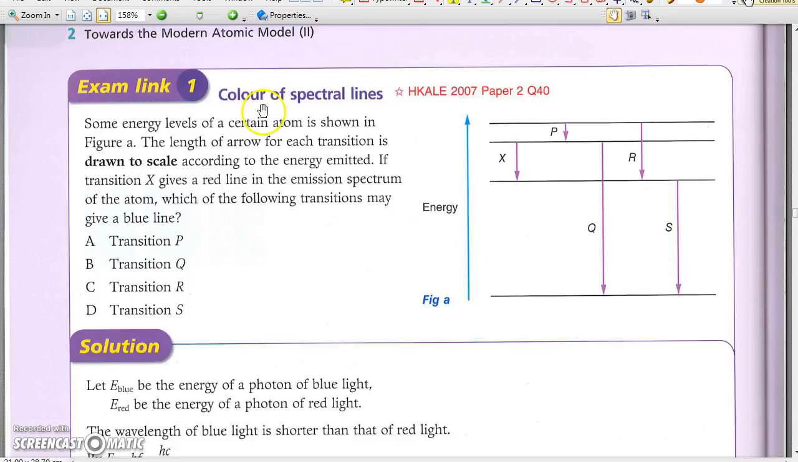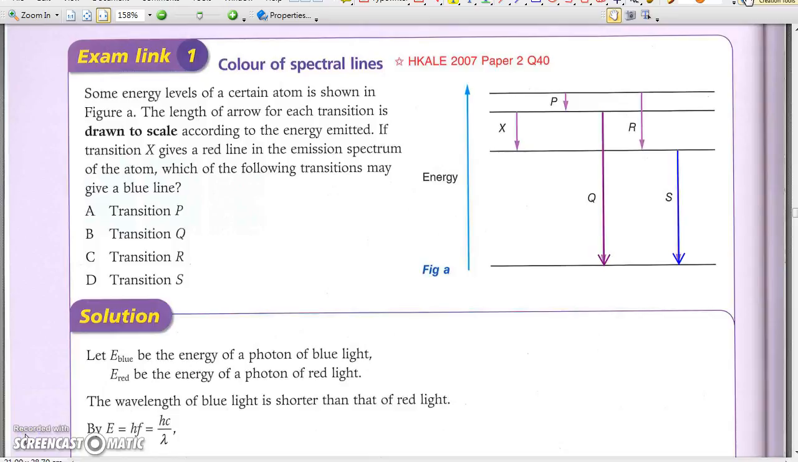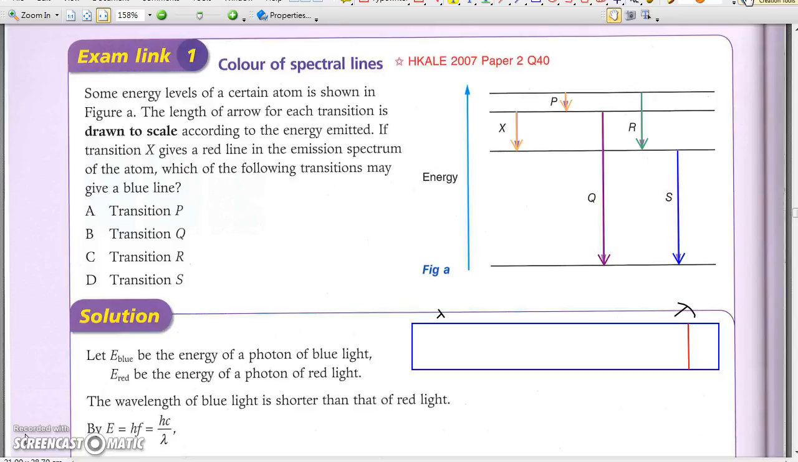Exam link 1. Color of spectral lines. While the energy levels may not be drawn to scale, the lengths of the arrows that represent the electron transitions can still give a clue to the size of the energy of the photon. To compare the energy and frequency of photons more accurately, you have to apply the formula to calculate the energy difference between levels. When these transitions emit photons, these photons will produce a line spectrum like this.